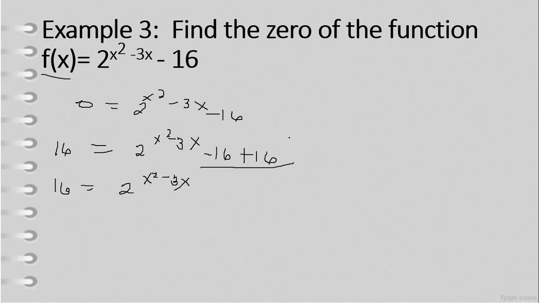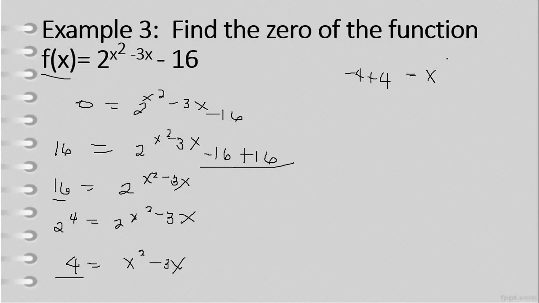Mawawala na po to. Negative 16 plus 16 is 0. And now, dapat same ng base. We all know that 2 raised to 4, we got 16. 2 raised to x squared minus 3x. Since same base na po, magiging 4 is equal to x squared minus 3x. And then equate natin sa 0. Dapat mag-0 ang yung isang side. So we have to add the opposite of positive 4, which is negative 4.